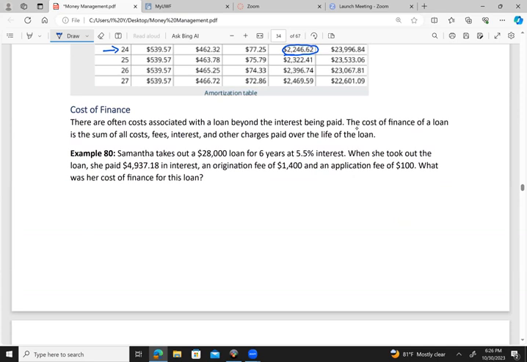Then we have cost of finance. There are often costs associated with a loan beyond the interest being paid. The cost of finance of a loan is the sum of all costs, fees, interest, and other charges paid over the life of the loan.